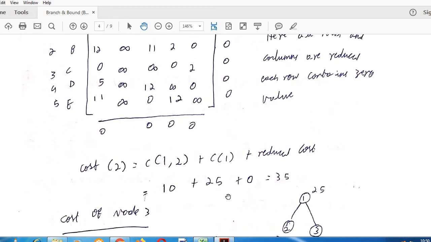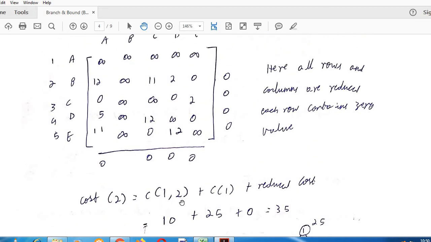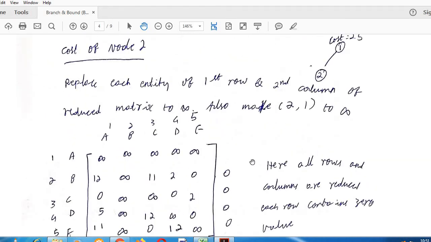So after that, the formula for finding out the cost of node 2 is I have to find out the cost of 1 comma 2, then add it with cost of 1 plus reduced cost. So this reduced cost is nothing but the total value of all the minimum values. So when I add all the minimum values, this is 0 plus 0, so the reduced cost will be 0 itself. So cost of 1 already we had got in previous step.